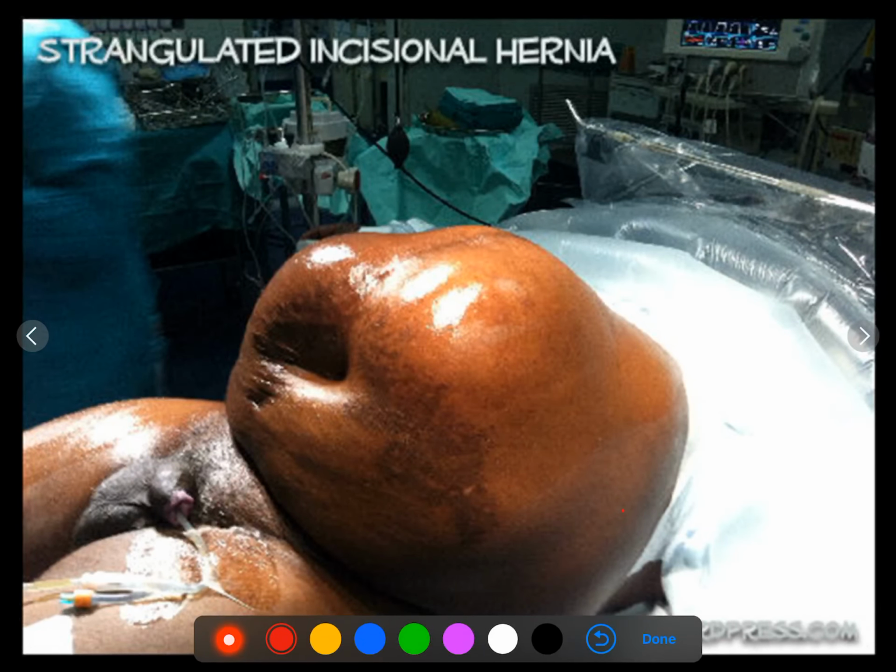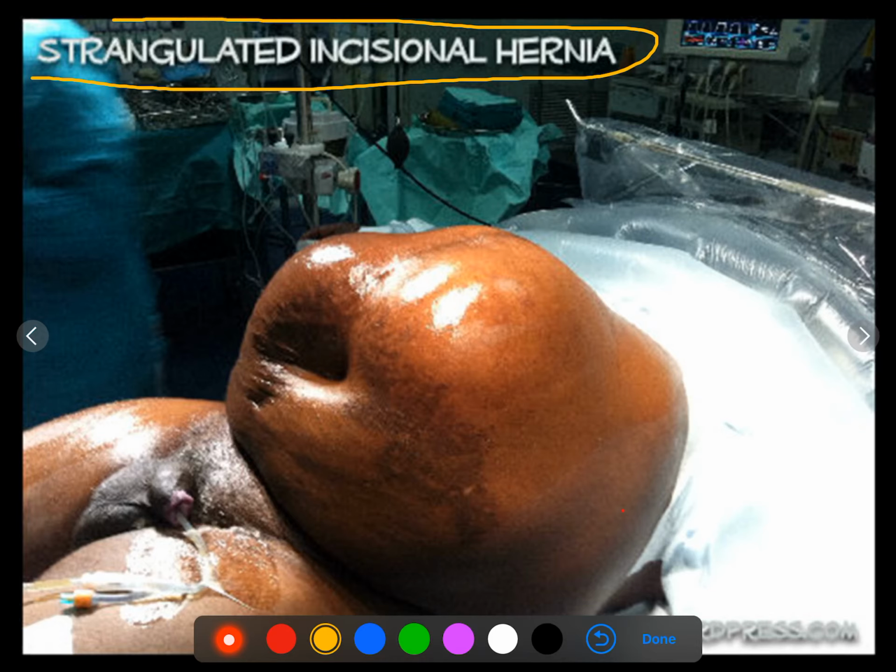You can see this image with the patient. He is a male patient presented with huge abdominal distension. You can see what is written above the image: strangulated incisional hernia.